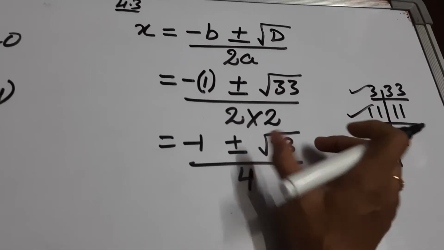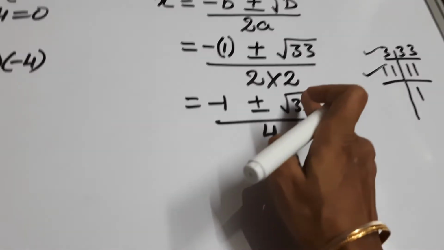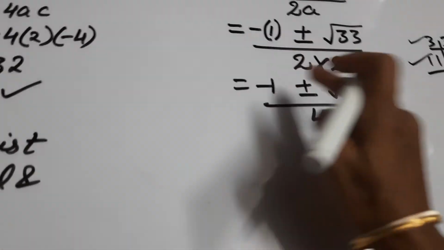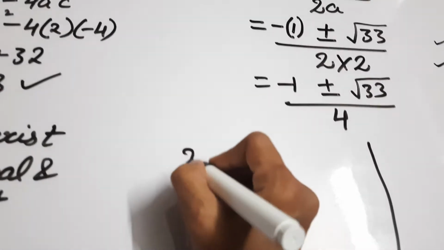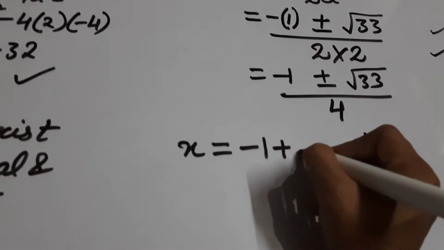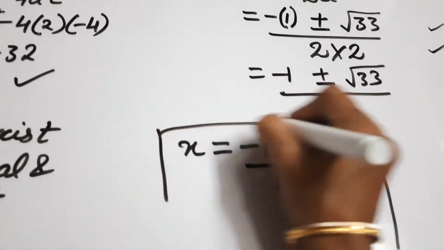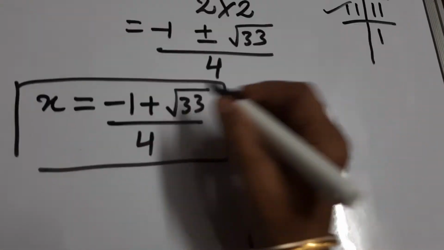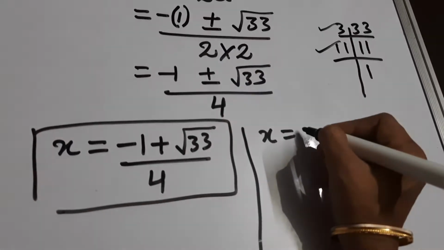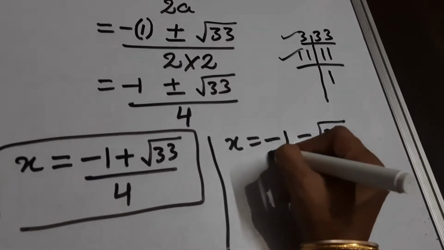So it will remain inside the square root. We can't solve it. So we will write the two cases as minus 1 and square root term. They are unlike terms. We can't add and subtract them. So we'll write the answer as minus 1 plus square root of 33 upon 4. This is the first root of the equation. And in the second root, what will come in place of plus? Minus. x equals minus 1 minus square root of 33 upon 4.